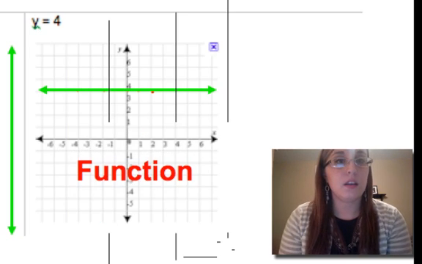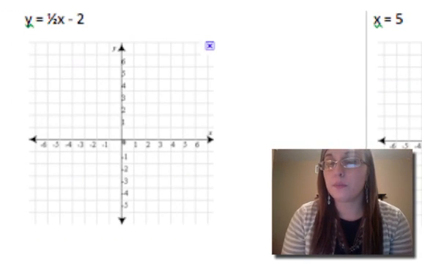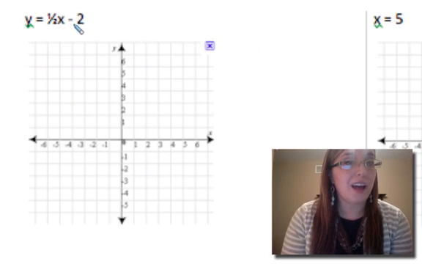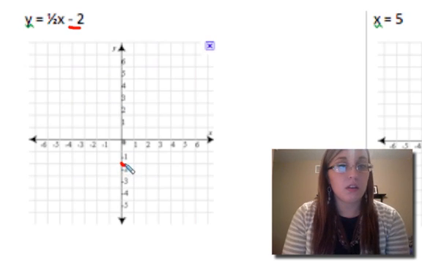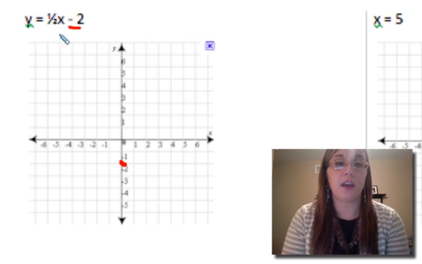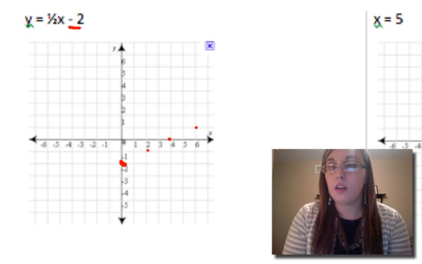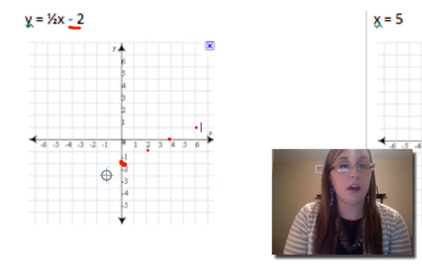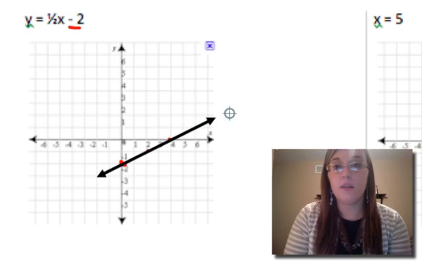All right, let's see 2 more examples. y equals 1/2 x minus 2. This is a little different with our graphing. We've got a minus 2, which means that my y-intercept is going to be at -2. And we've got a 1/2 x, so that's a rise of 1 and a run of 2. So I'm going to go up 1 and over 2, up 1, over 2, up 1, over 2. Then I'm going to connect the points and make a line.